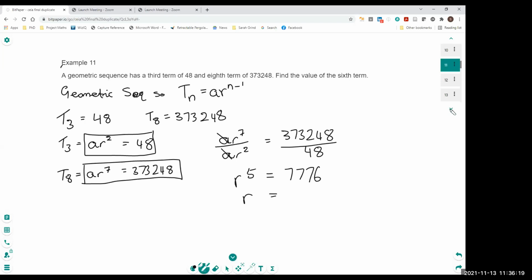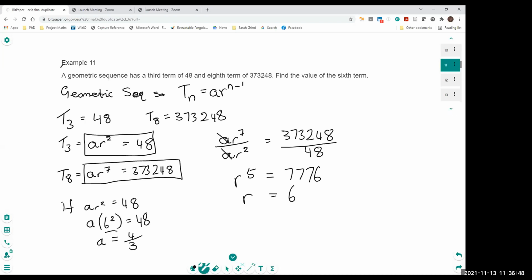And R is equal to 6. So find the value of the sixth term. So we have R, we haven't found A yet. So if AR squared is equal to 48, then we have A by 6 squared is equal to 48. So solve that and we get A is equal to 4 over 3.